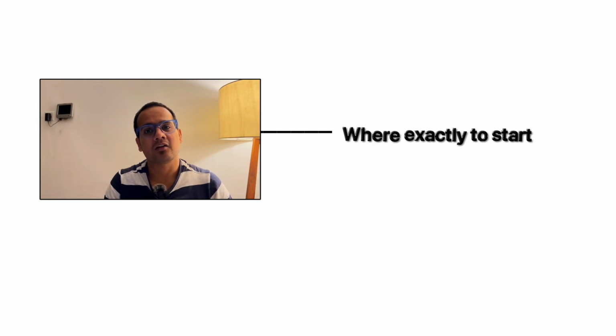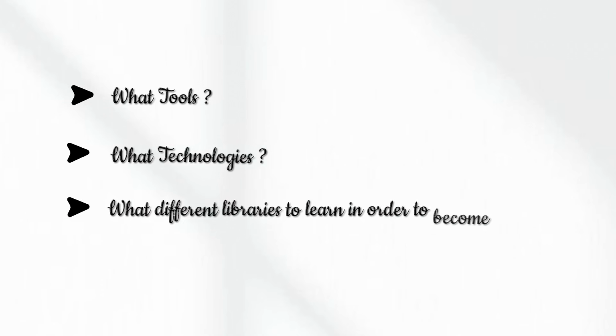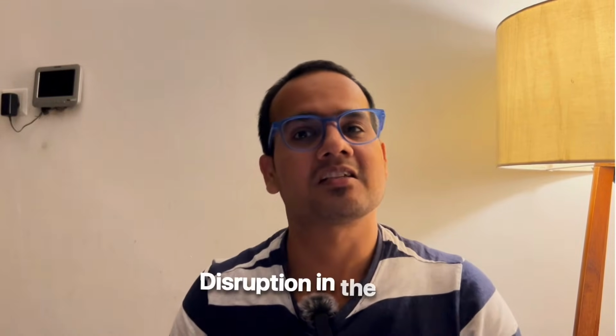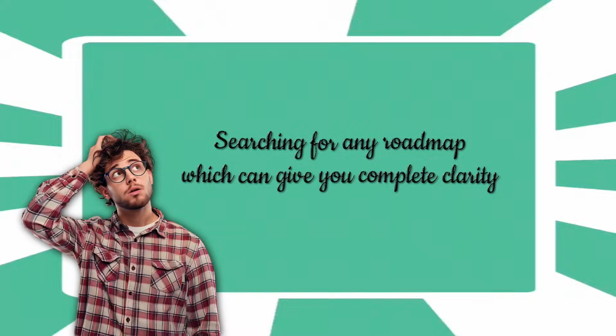If you are a fresher and you are not aware where exactly to start learning automation testing, or you wanted to become a software tester but not aware about what tools, what technologies, what different libraries to learn in order to become a software tester or automation tester, there are a lot of confusions. And in previous years also, after AI has come, there has been a lot of disruption in the market. So if you are confused and are searching for any roadmap which can give you complete clarity, then this video is going to help you.